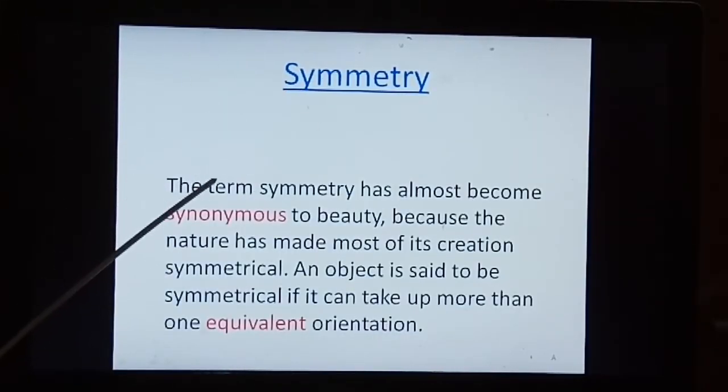What is symmetry? The term symmetry has almost become synonymous with beauty because nature has made most of its creation symmetrical. An object is said to be symmetrical if it can take up more than one equivalent orientation. Here we have to know what the equivalent orientations and the original orientation are. To understand the difference between equivalent orientation and original orientation, we take the model of the hydrogen molecule.